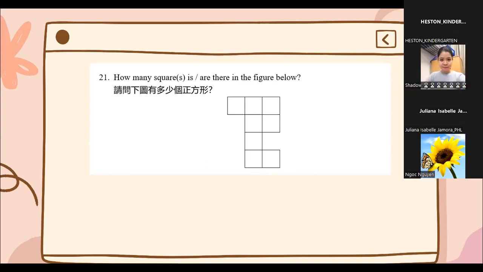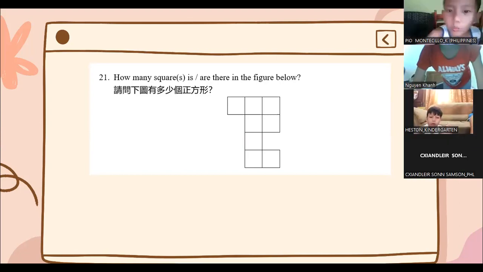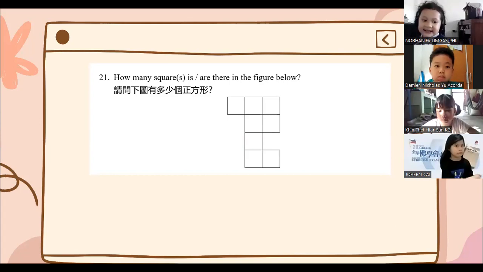All right, we are done with question number 20 earlier. So now we're going to answer the next one, which is question number 21. So we're still in the geometry part. How many squares are there in the figure below? Nine. Okay.